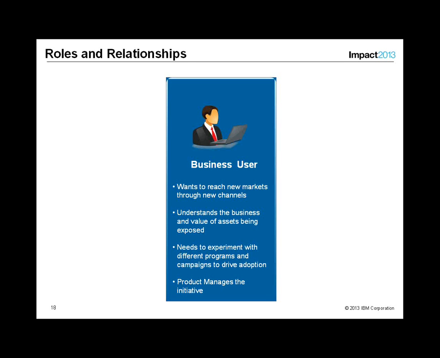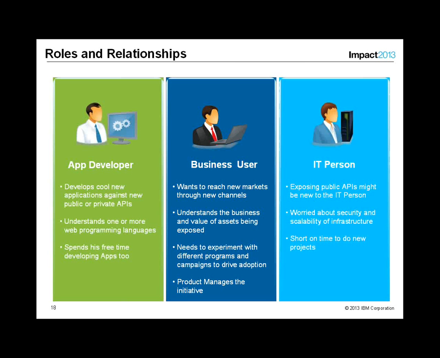So there are different kinds of roles in this particular ecosystem. The first one is the business user. This person is really looking at this as an opportunity to reach new markets. He understands what value can be brought to the business by exposing back-end assets. He's the one who's experimenting with different programs and campaigns.